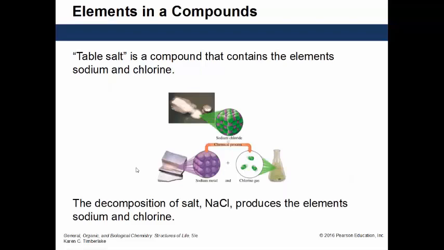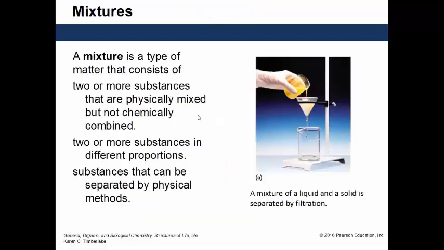Alright, we just talked about table salt. Table salt is a compound that combines the elements of sodium and chlorine. When they form together, sodium chloride, that forms table salt. That's a very good example of a compound. So sodium and chlorine will form the common table salt. Alright, next move on to mixtures.